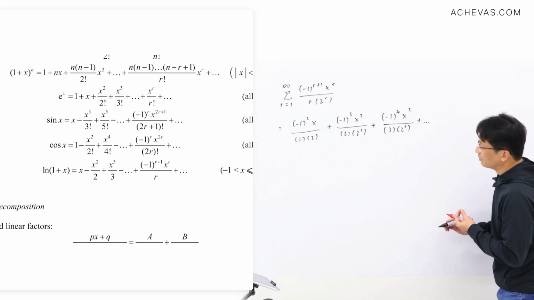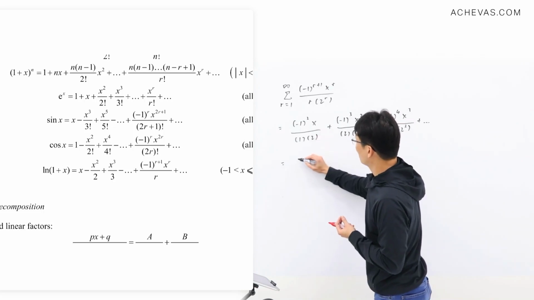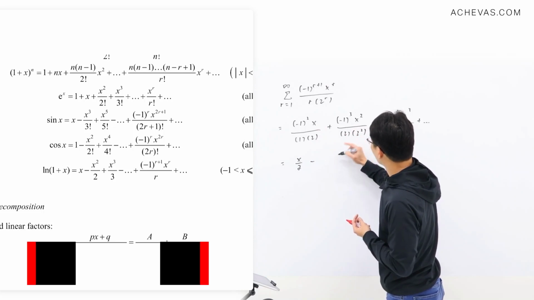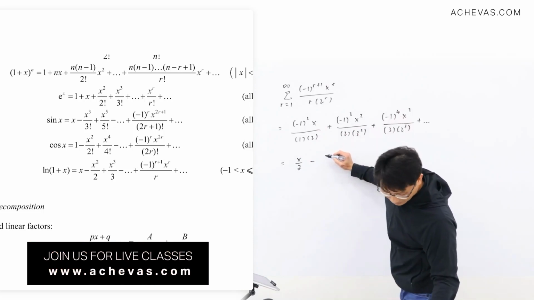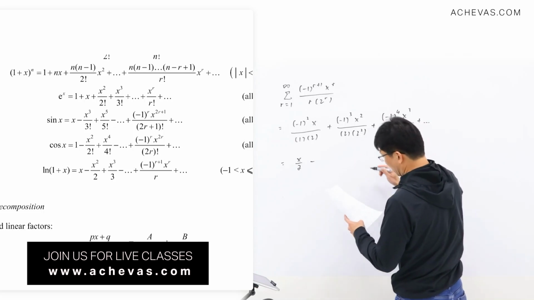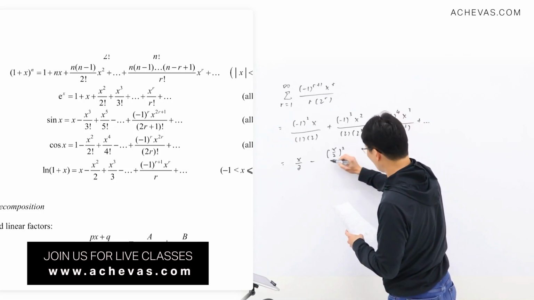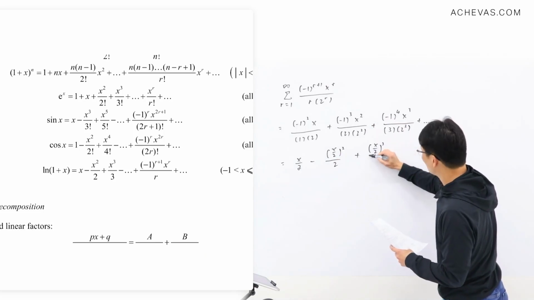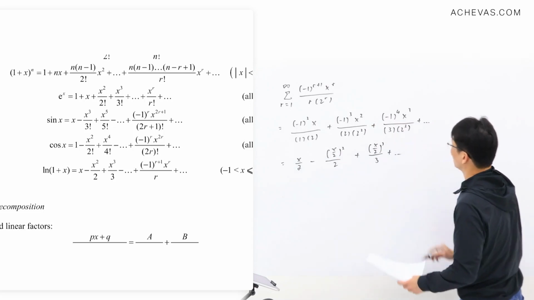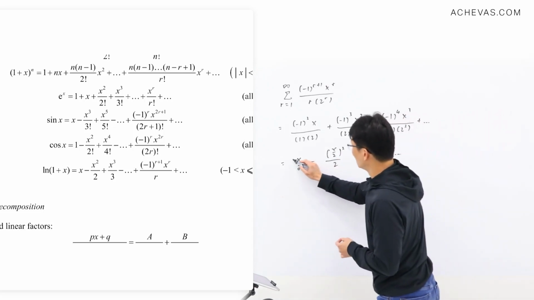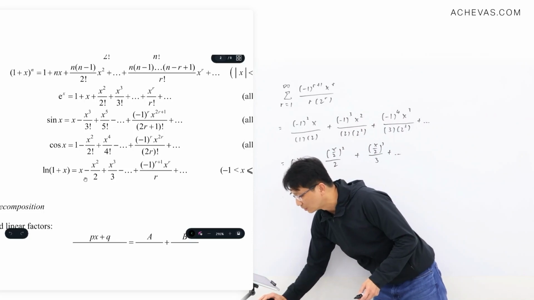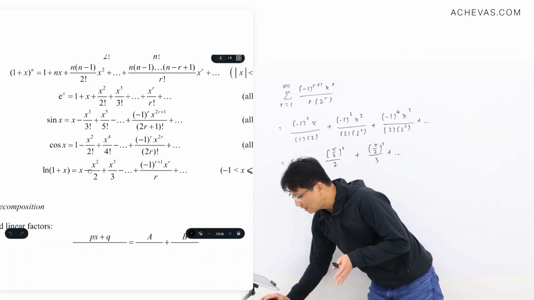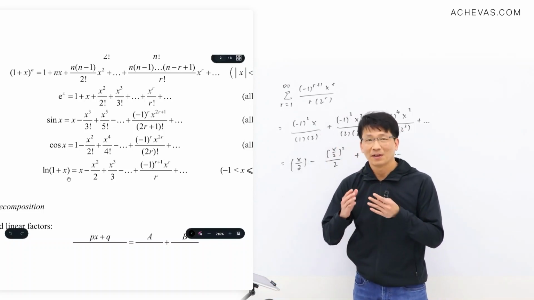Maybe I can do a bit of simplification. Here I will be left with x over 2. Here I will get minus x over 2 squared over 2. And here I will get plus x over 2 cubed over 3 plus dot dot dot. The reason I want to express it in this form is to get it as close to these first 3 terms as possible. By comparison, can you see I'm just replacing my x with x over 2?